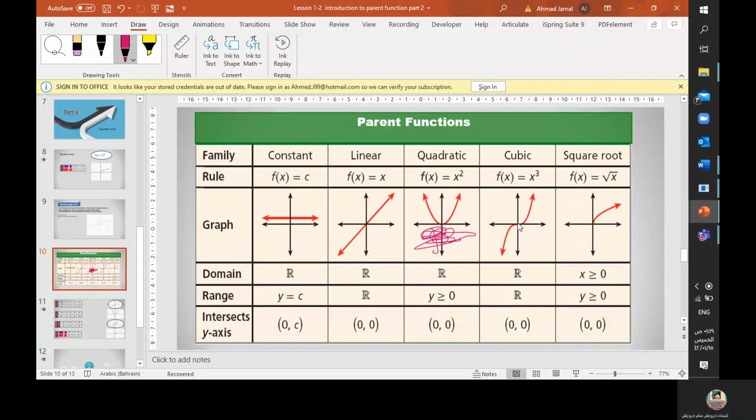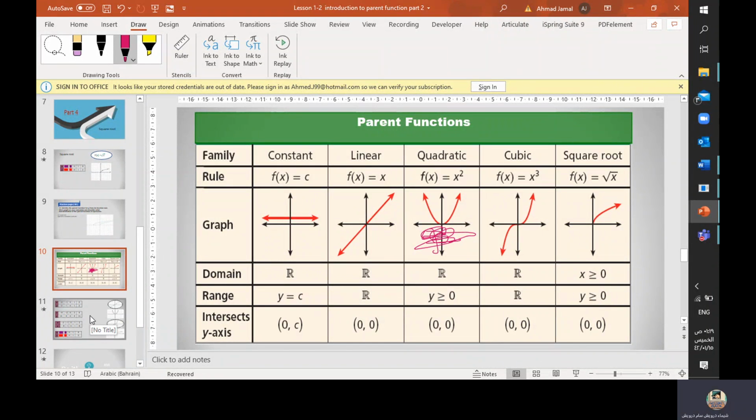For the cubic, look at the y-axis. There are some numbers on the y-axis in R, all real numbers, positive and negative. Here, is there any negative line in the negative part? No. So all real numbers.